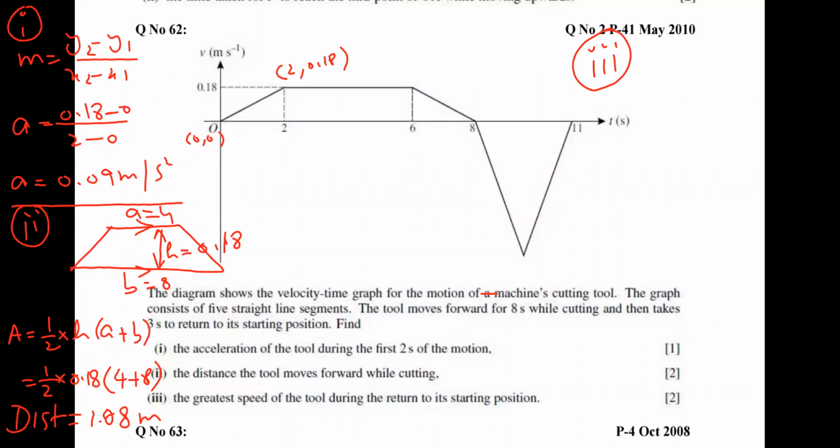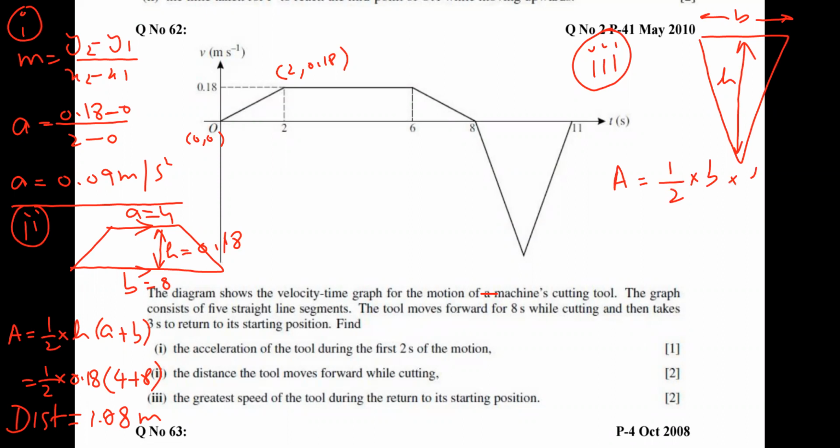What is the velocity here? So this triangle, I think you know it. This is called the base. And this is called the height. What is the area formula? Half times base times height. And the area is the same as the distance while going forward or while going backward. And the base is, you can see, from 11 minus 8, we got 3. So this is very clear.